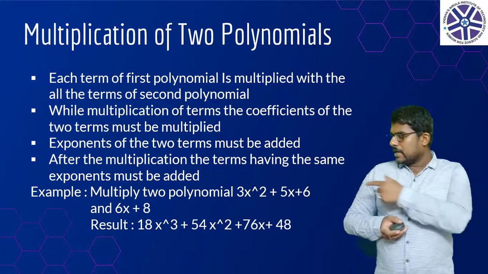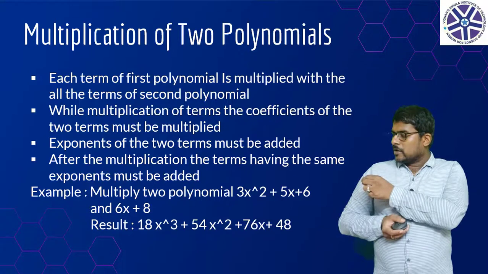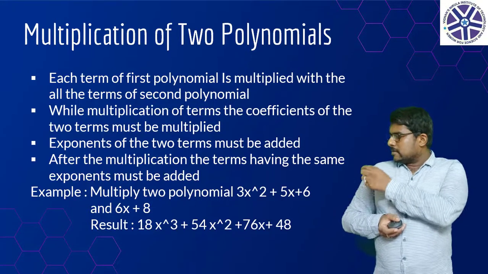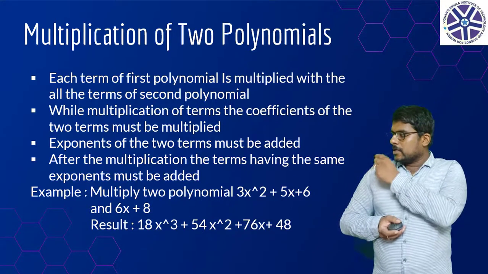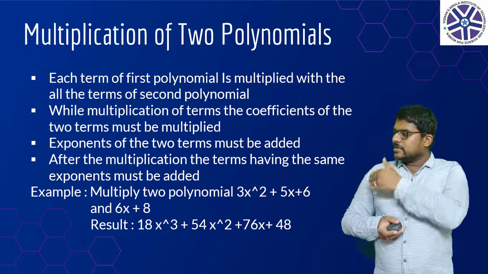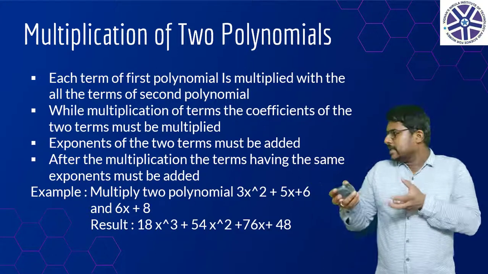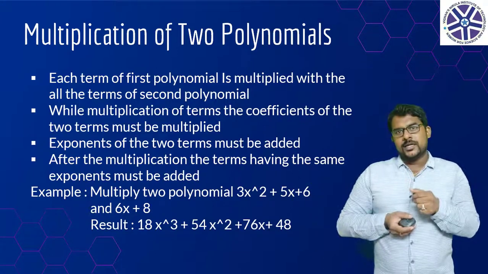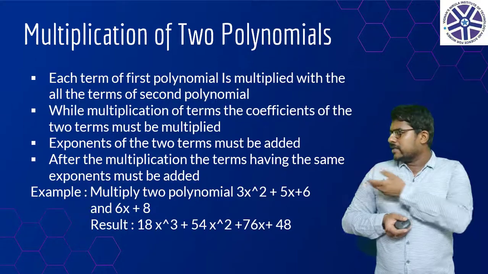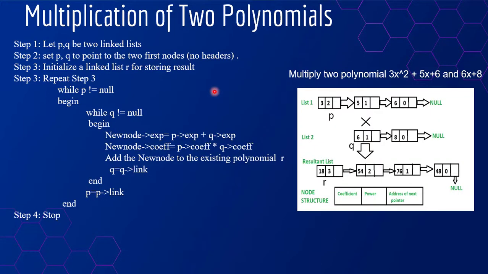So this is the example, how you take these two polynomials, and each and every term of the first polynomial must be multiplied with all the terms in the second polynomial. Likewise, you will be having many terms, and again these terms, if the exponents are similar, must be added, finally resulting in the resultant polynomial. Let us see the multiplication of the polynomials.